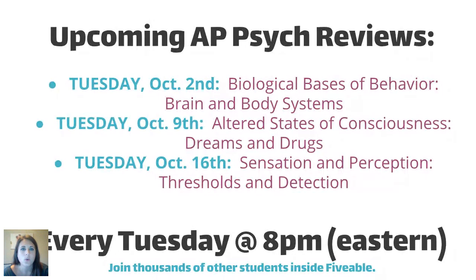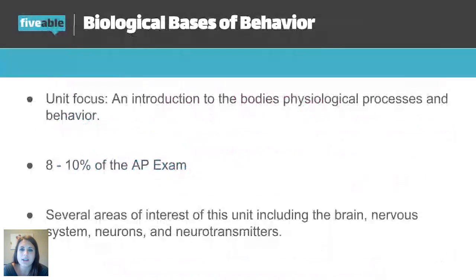As for today, we are in the biological basis of behavior unit. The focus of this unit is the physiological processes, the things that are happening inside my brain and inside my body that are creating my behavior, my actions. This is a heavy hitter unit. It's going to cover 8 to 10% of the AP exam. And not only that, but so much of what we do in this unit keeps coming back over and over and over again. So really doing a good job on this unit is going to help you so much down the road. I would recommend, even if you've already tested on this unit, just reviewing some of the big concepts is going to be really helpful to you.